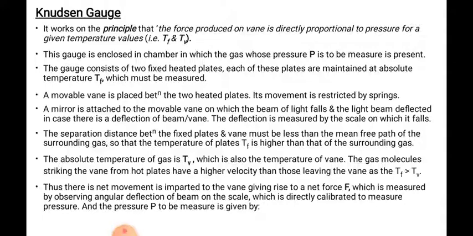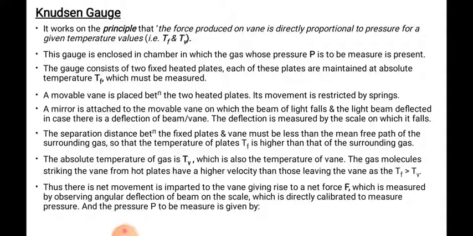The gauge consists of two fixed heated plates, and each of these plates is maintained at an absolute temperature Tf, which must be measured. A movable vane is placed between the two heated plates. Its movement is restricted by a spring in the upward and downward direction. The mirror is attached to the movable vane, on which the beam of light falls, and the light beam is deflected if there is a deflection of the vane. The deflection is measured by the scale on which it falls.